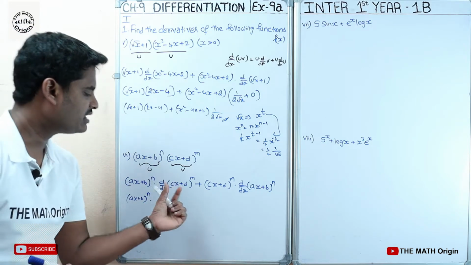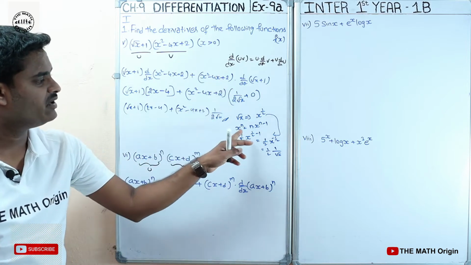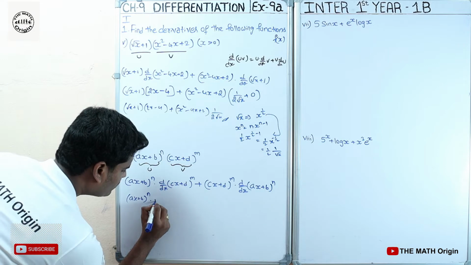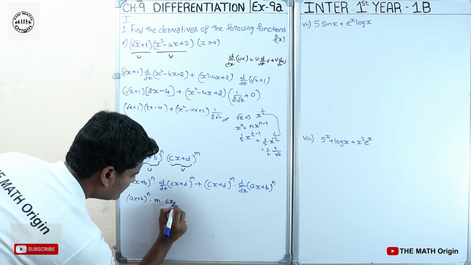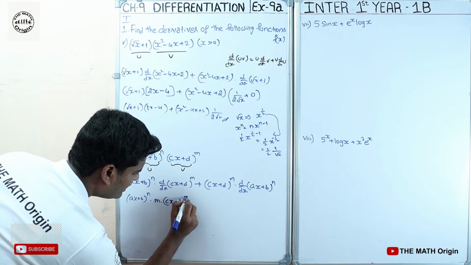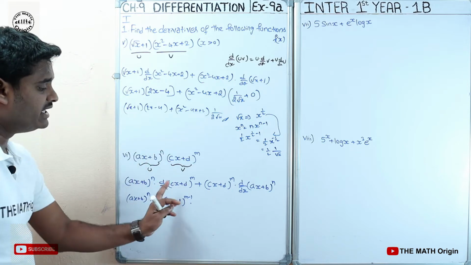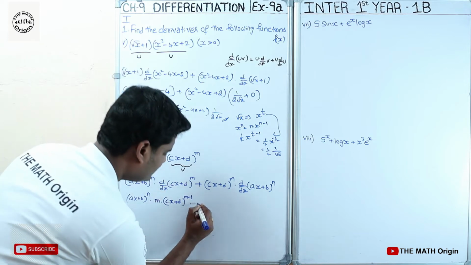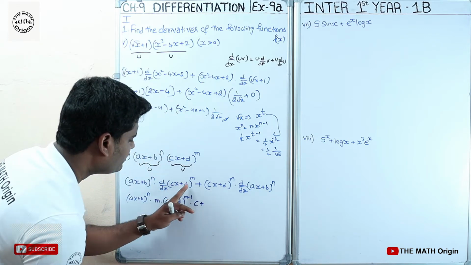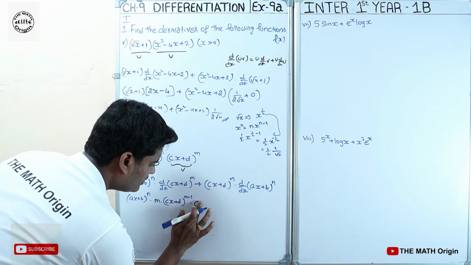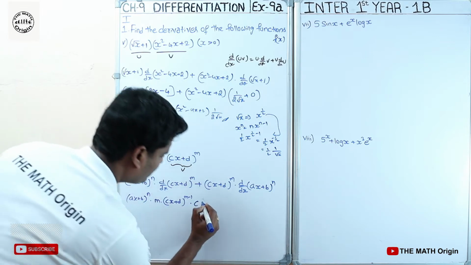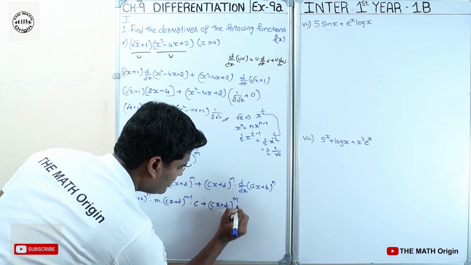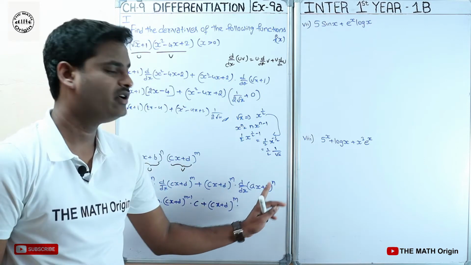Now if you see, the complete expression is in the format of x power n, and x power n gives n into x power n minus 1. So this will be m into cx plus d whole power m minus 1, into the internal derivative. The internal derivative of cx will be c, plus the internal derivative of d will be 0, so it will be into c. Plus cx plus d whole power m into d by dx of ax plus b whole power n.